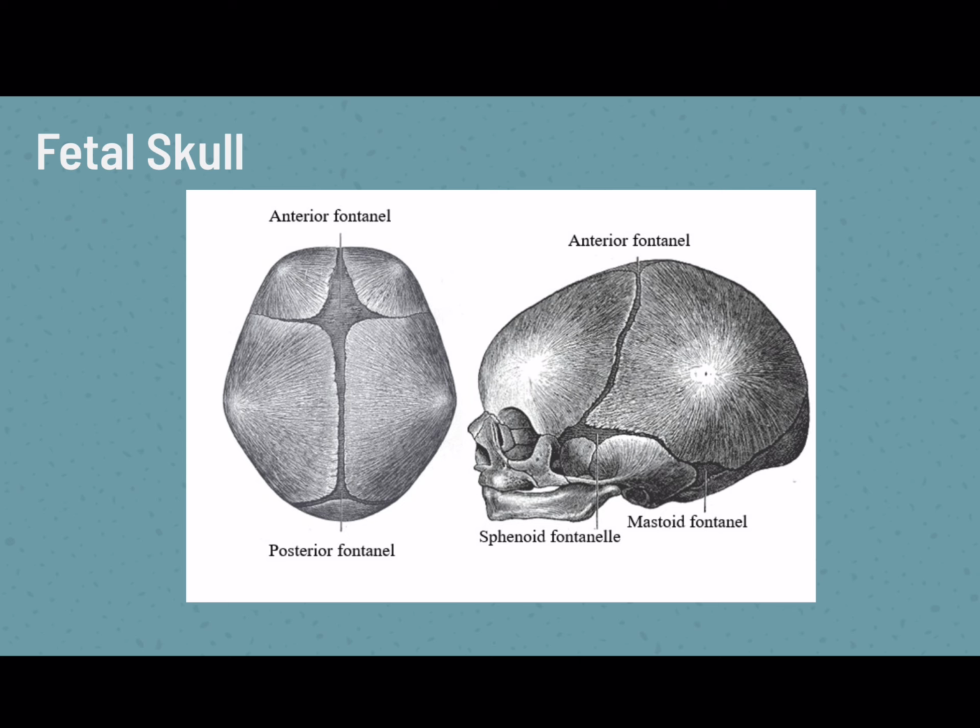Fontanelles are made up of dense, irregular connective tissue, so they are softer than actual bone. This allows the skull to shift a bit, which can be very useful in vaginal delivery. After a child is born, they grow really fast, especially the brain. The brain grows faster than bone, so fontanelles help to accommodate the fast-growing brain.